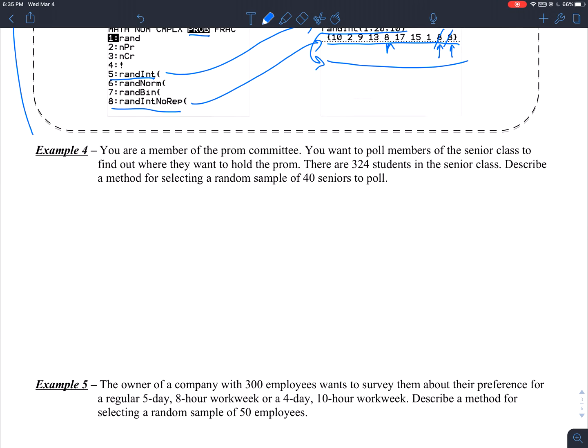It says you are a member of the prom committee. You want to poll members of the senior class to find out where they want to hold a prom. There are 324 students in the senior class. Describe a method for selecting a random sample of 40 seniors from the poll. This is actually very similar to what we do in AP Statistics for our final project. Seems very simple, but there's a lot of math that actually goes into it.